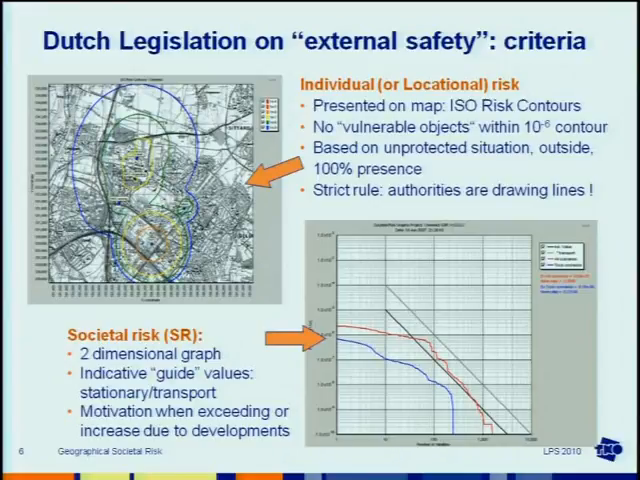But it's not a strict rule. It's a guide value, and as soon as you are exceeding this line, you have to give a motivation. You have to give a commitment and show that you have an evacuation plan, you have an emergency response plan, and you can use that to get rid of the authorities and say, okay, I have prepared myself for the situation. I'm aware of the fact that I have a bit higher societal risk.